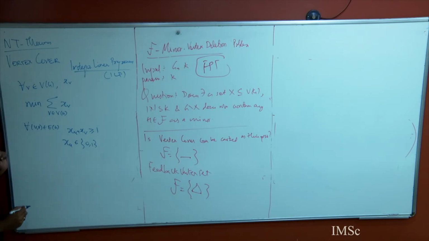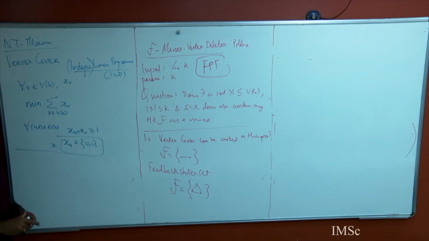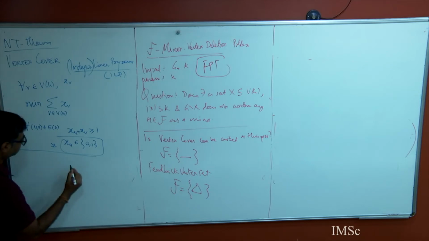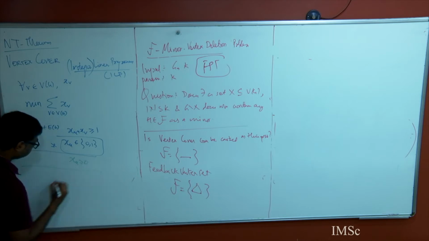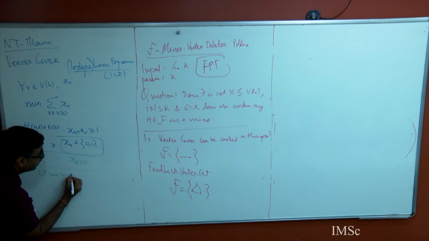And what is a relaxation? You replace this constraint with x_u being greater than or equal to 0, so now you are allowing it to be rational. ILP is NP-hard because vertex cover is NP-hard. But the relaxation can be solved in polynomial time. In fact, for vertex cover, you can solve this linear program optimally using a reduction to bipartite matching. It's there in the APT textbook. But for our purposes, we will assume that the LP can be solved in polynomial time.